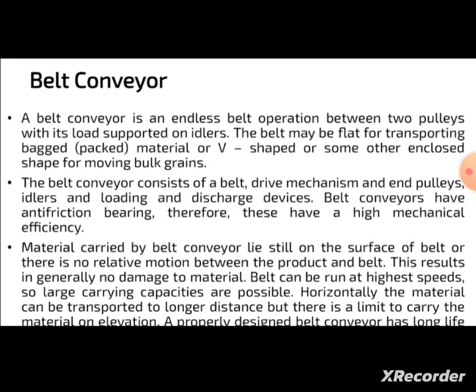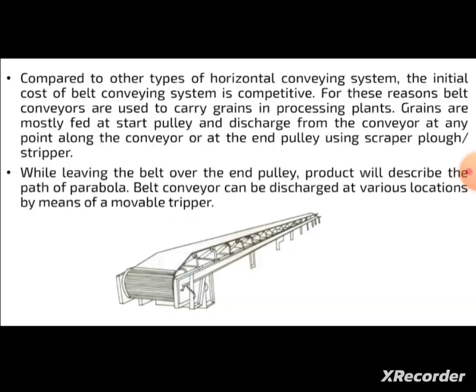The first one will be, sorry, the first one will be belt conveyors. The belt conveyor is an endless belt operating between two pulleys with its load supported on idlers. For transporting bagged materials it is flat, or V-shaped or some other enclosed shape for moving bulk grains. It consists of a belt, drive mechanism, end pulleys, idlers, and loading and discharge devices. These conveyors have anti-friction bearings, therefore they have high mechanical efficiency. Compared to other types of horizontal conveying systems, the initial cost of a belt conveying system is competitive.